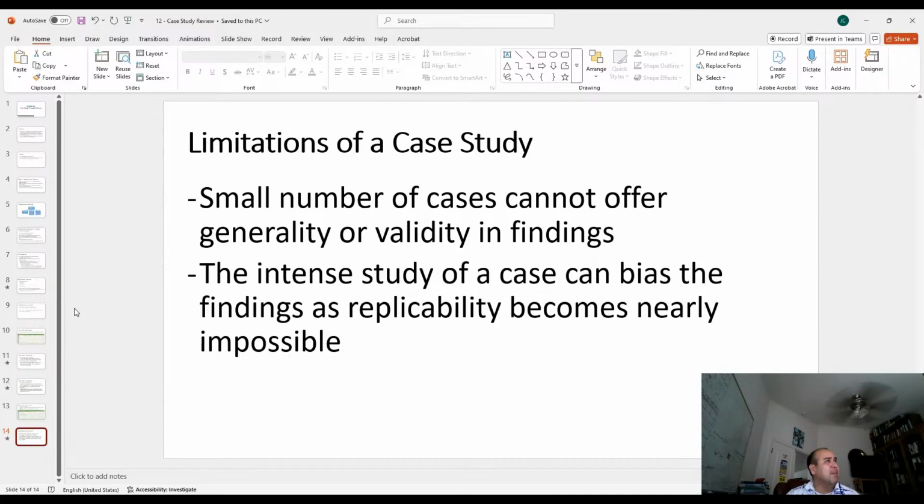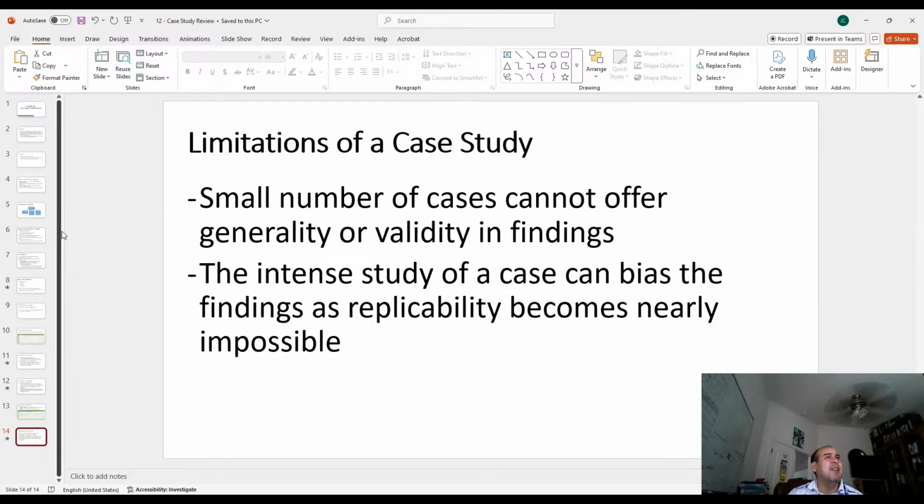A limitation of the case study is you have a small number of cases and you really cannot offer generality or validity in the findings, but it's okay. You may still have high transferability within your study, but not necessarily high generalizability, which may be okay because, especially if you're collecting qualitative data, the purpose is not generalizability, so you would be okay in that sense.